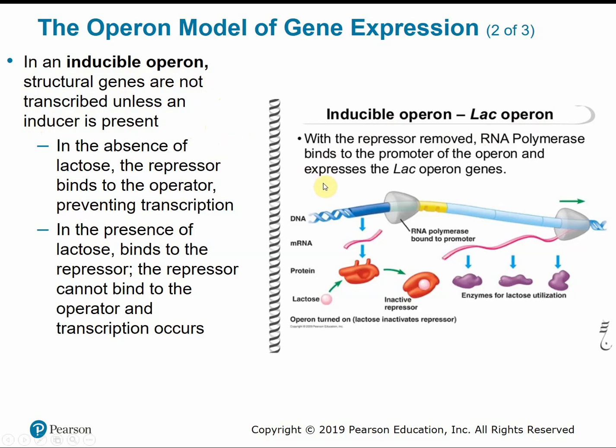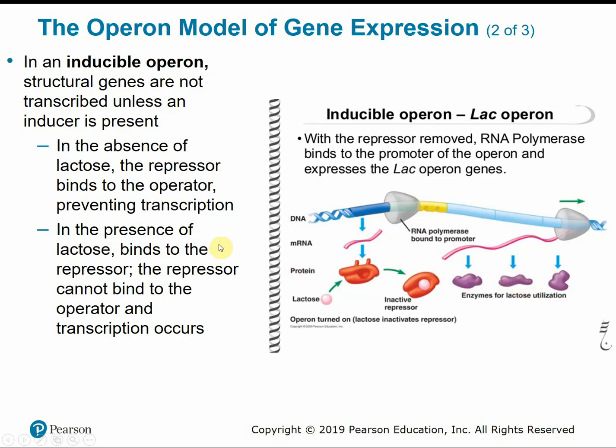In the lac operon example, this cell produces enzymes for lactose utilization, to digest and break down lactose. Well, we don't need to make these lactose enzymes all the time if there's not any lactose around. So there's no lactose to digest. We don't need to waste time and energy making these lactose enzymes. So in the absence of lactose, our repressor will bind to the operator and prevent the transcription from occurring. So we won't produce those lactose enzymes.